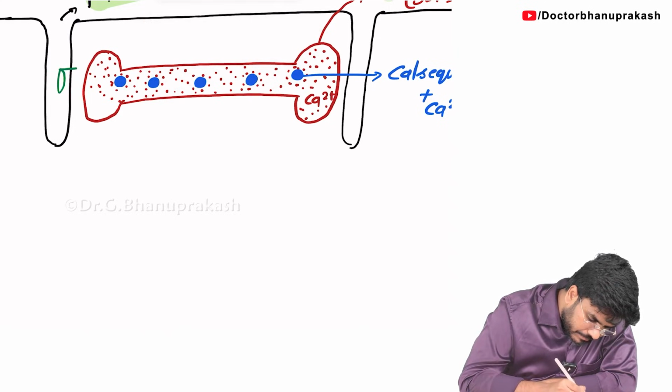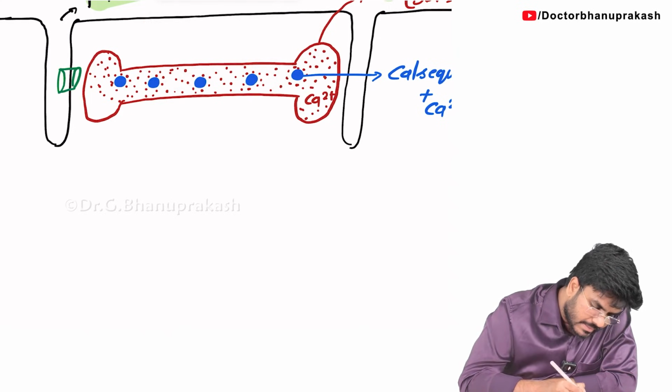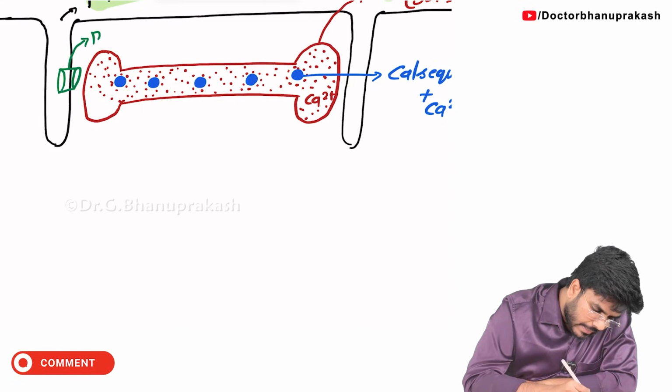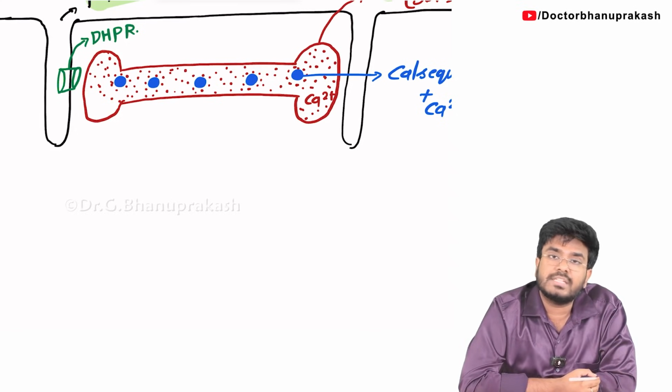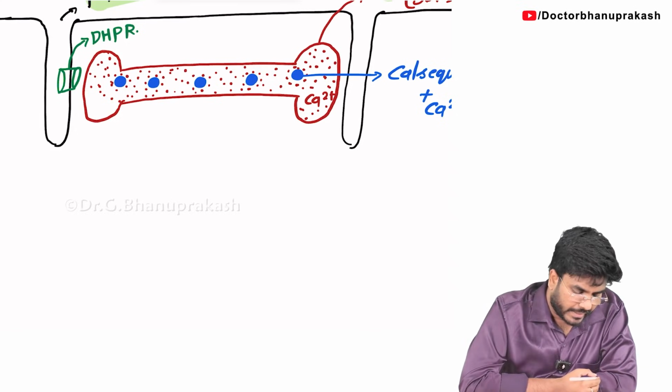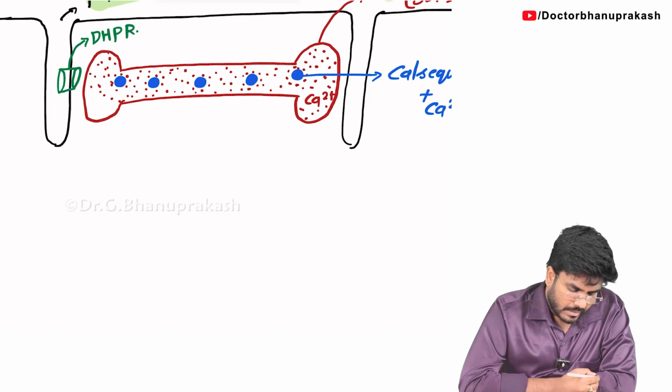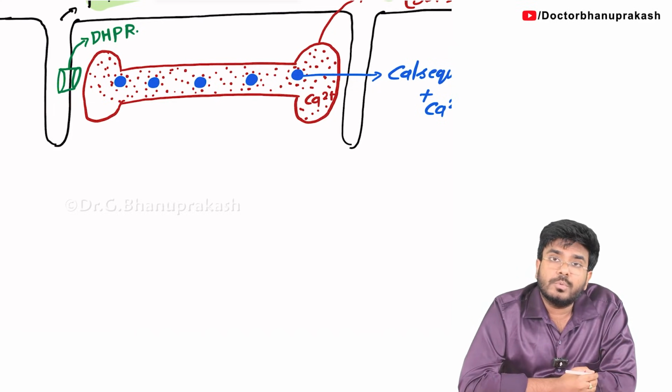What is the name of this receptor? The name of this receptor is DHPR, dihydropyridine receptor, or dihydropyridine calcium channel. DHPR, it's a calcium channel. DHPR, dihydropyridine receptor. So now tell me, DHPR is present on which tubule?